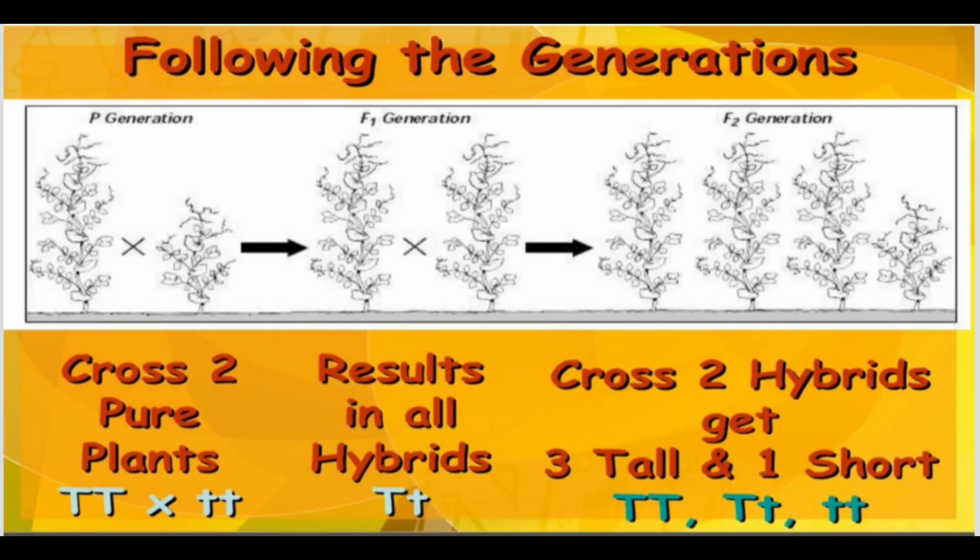Following the generations, cross 2 pure plants, capital T and small t. The result is a hybrid, capital T and small t. Crossing 2 hybrids gives 3 tall and 1 short. The 3 talls may be homozygous or heterozygous, but the short will be homozygous, small t and small t.